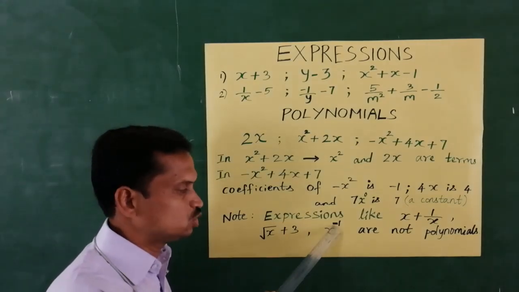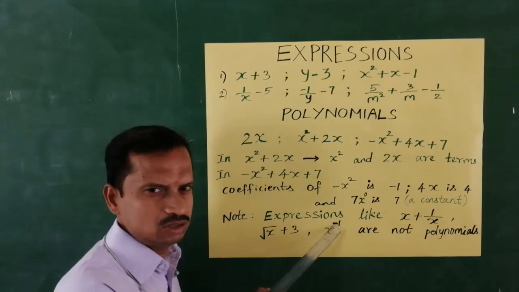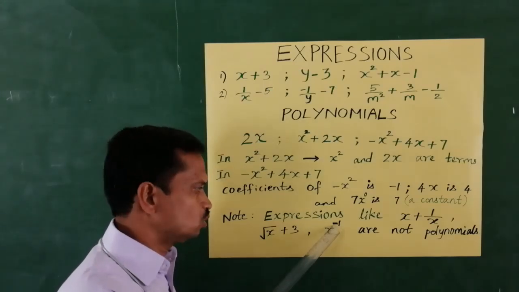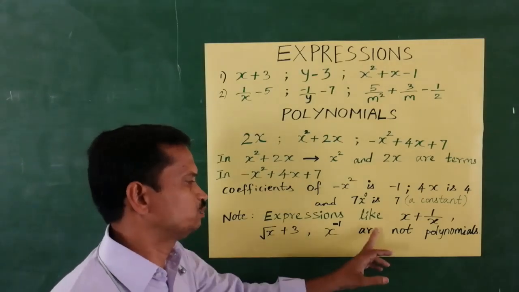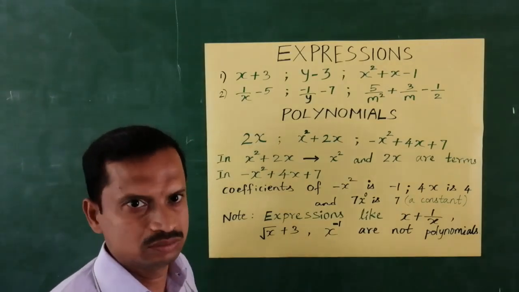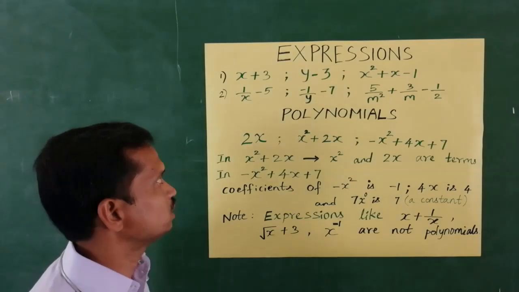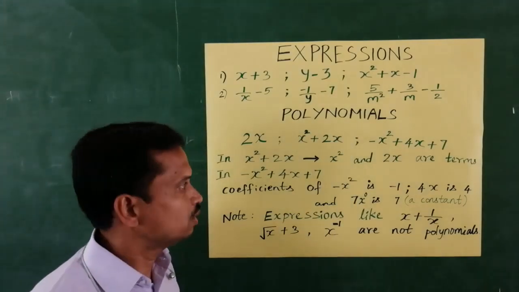Here also x power minus 1. So the exponent is also not a whole number. So when the exponent is not a whole number, then those expressions are not polynomials. Now I think you are clear about what is expression and polynomial.